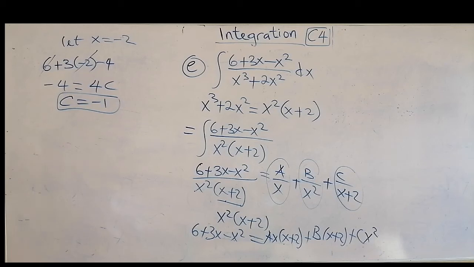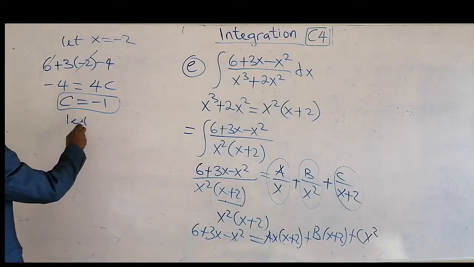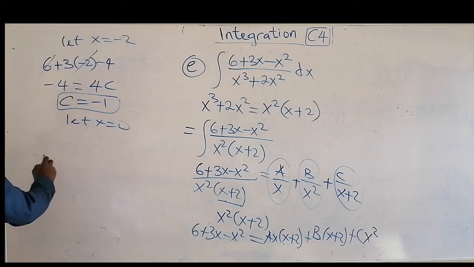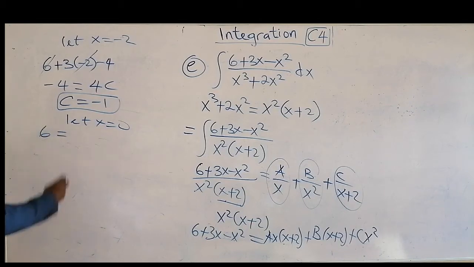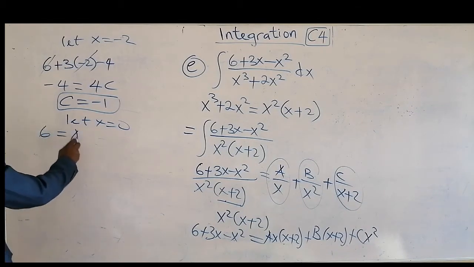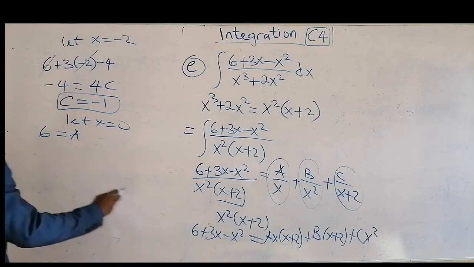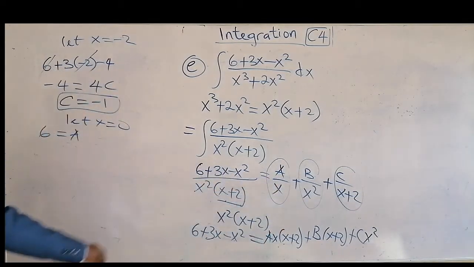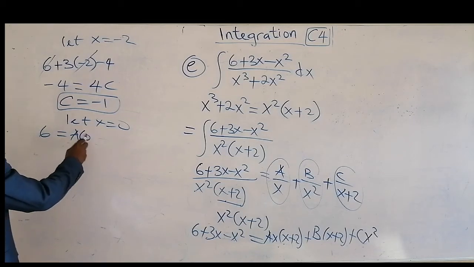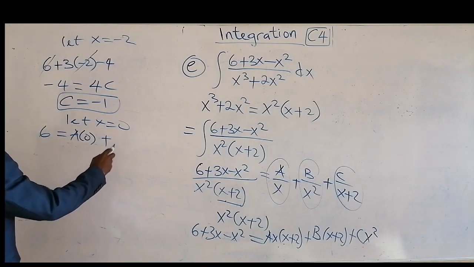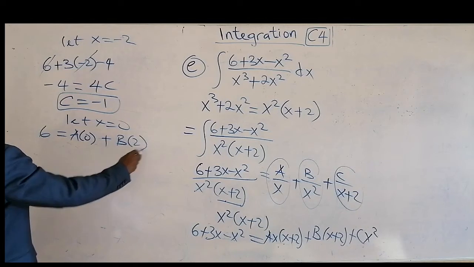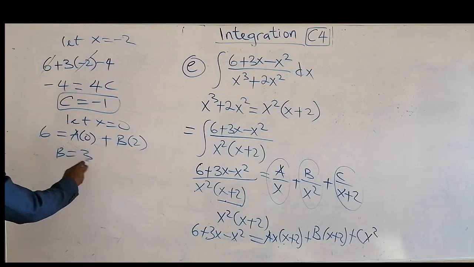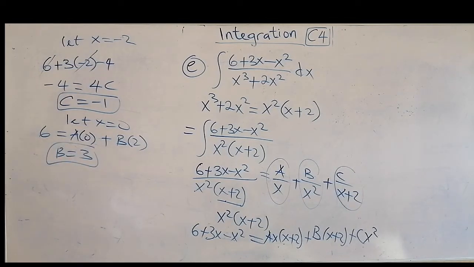Then again, you can go for let x be 0. So we have 6 on the left. Then we have a times what? This will be 0, and the last expression also becomes 0. So times 0, so plus what? Plus b times 2. So b is what? B is 3. And finally, let us pick any small value.